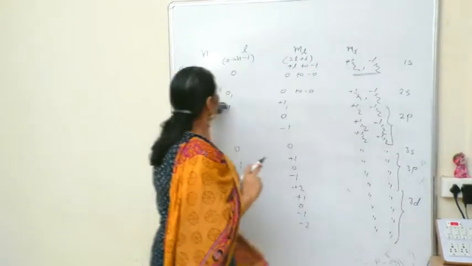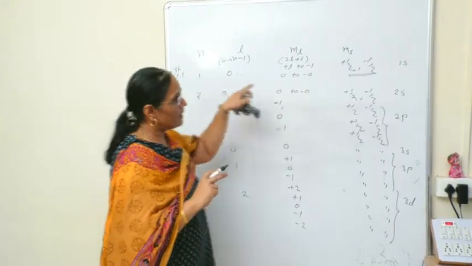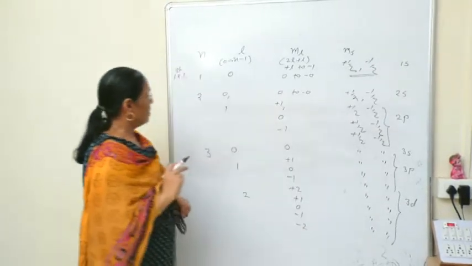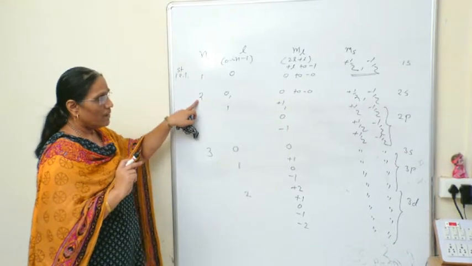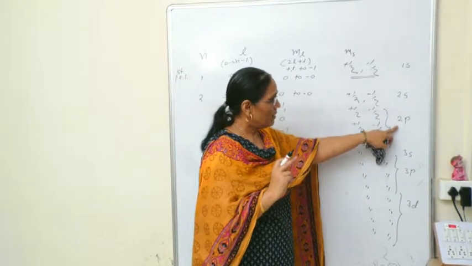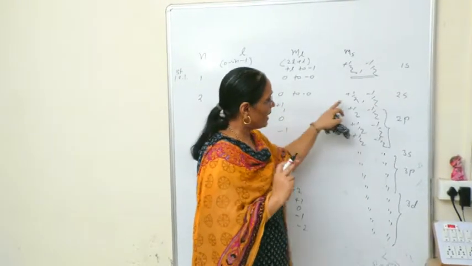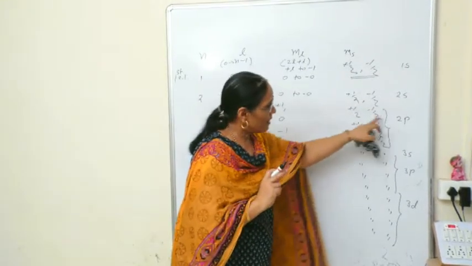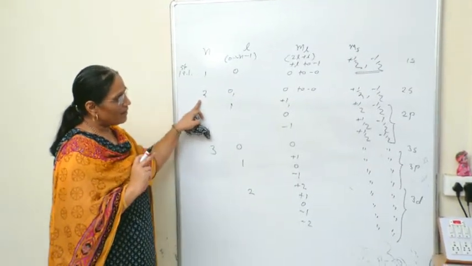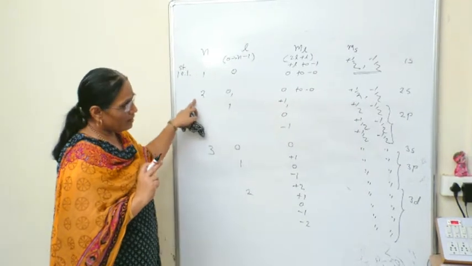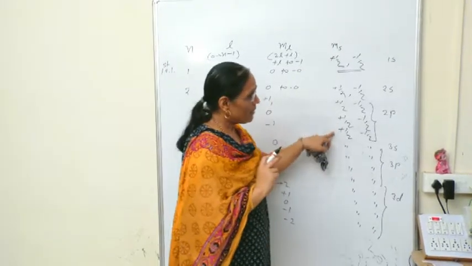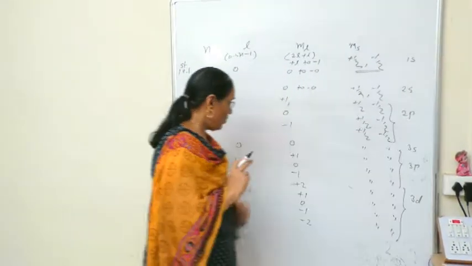So in the first period there are only 2 elements, hydrogen and helium, in which electrons enter the 1s orbital. In the second period there are 2 types of orbitals, 2s and 2p. The 2s orbital contains 2 electrons and the 2p orbital contains 6 electrons. Therefore, in the second period there are a total of 8 elements in which electrons enter one by one in the 2s and 2p orbitals.